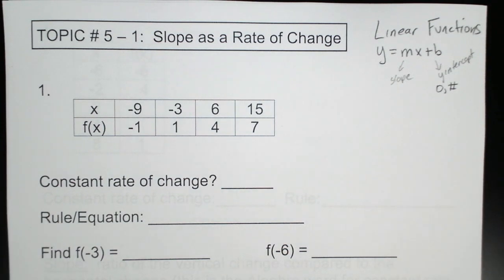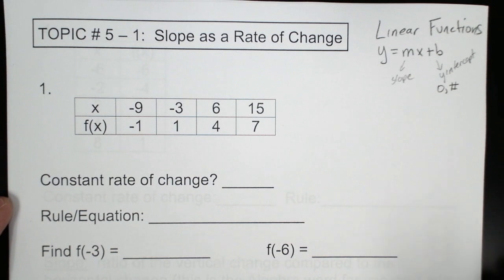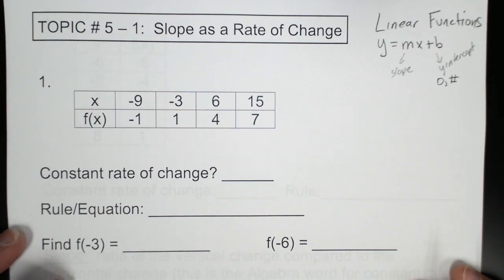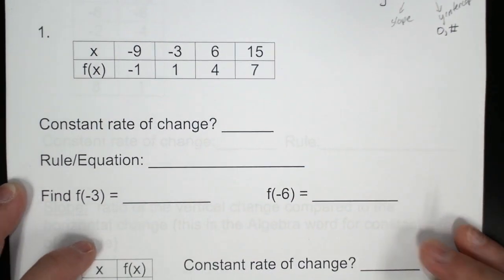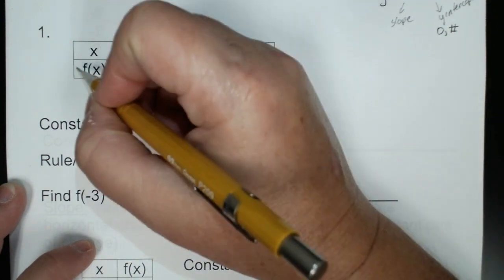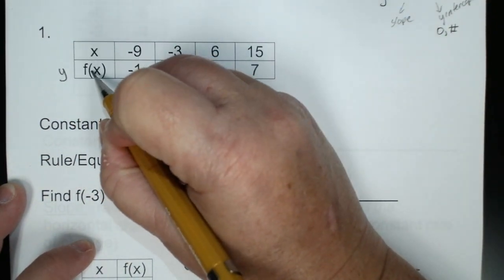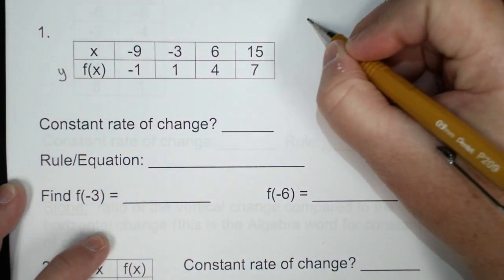At the end of Unit 4, you were given a scenario and a situation, and from the situation you created a table. This time you're given a table and you need to find the rule from the table. So number 1, you're going to be given a table. Know that f of x is y, so you have an x and y table.